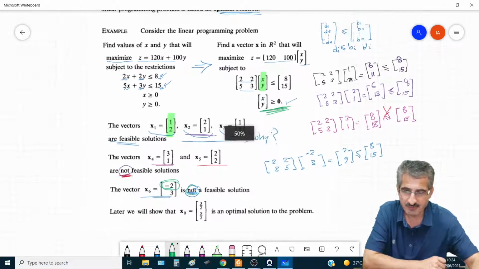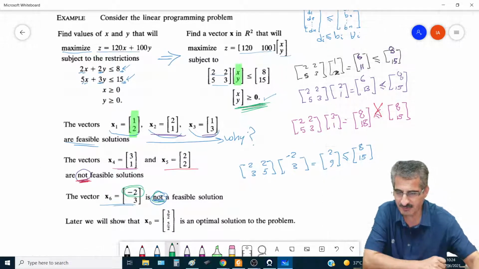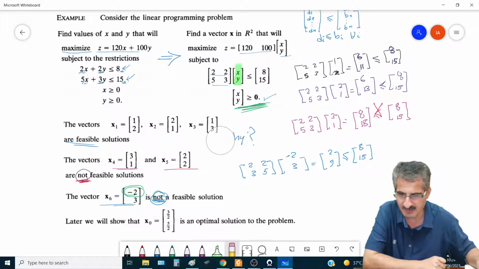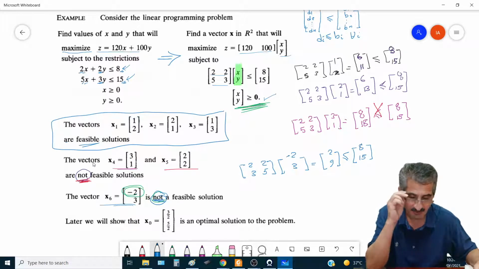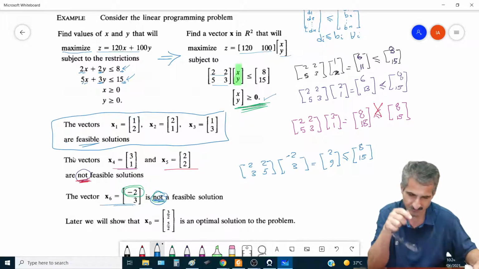Okay, so we said we don't know yet whether any of these feasible solutions is an optimal one. We don't know. They are just feasible solutions. How can we obtain the optimal solution? We will learn that in the next section, okay?